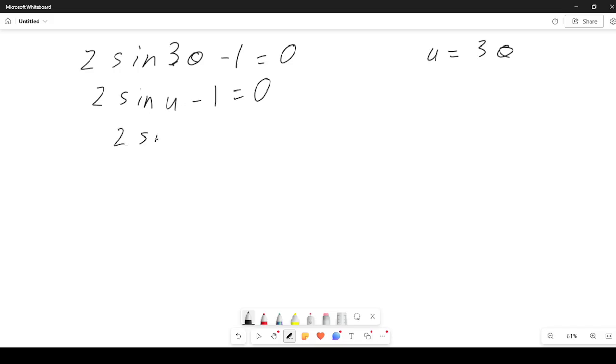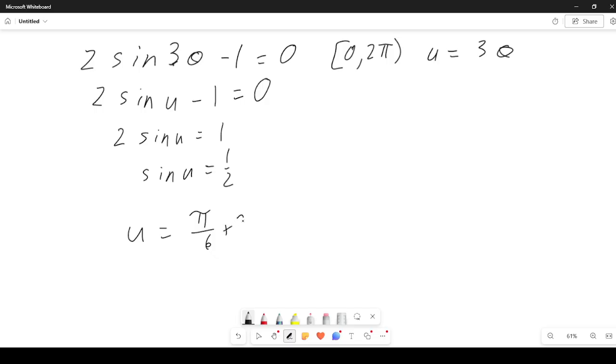All right, so 2 sine of u is 1. Sine of u is 1/2. And let me check. What was our domain? Was it 0, 2 pi? Yeah. Notice there's parenthesis on the 2 pi, and that's generally because 0 and 2 pi are kind of like the same thing because they're a full circle apart. All right, so u is equal to pi over 6 plus 2n pi, 5 pi over 6 plus 2n pi.